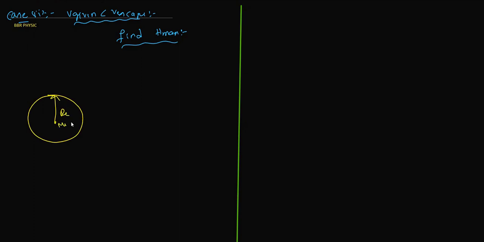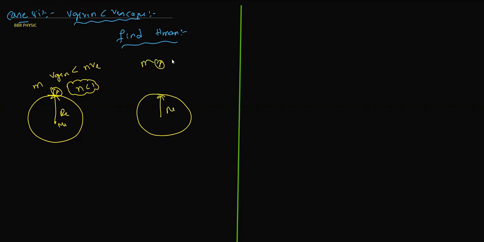The mass of the Earth is ME. We have one object which is projected, with mass M. V given is less than n times the escape velocity, so the n value should be less than 1, like 0.5 or 0.3. It can be a fraction also. It can go only up to a certain height, and after reaching it the velocity becomes 0. This height we need to calculate, H maximum.